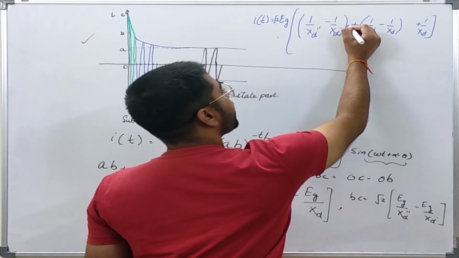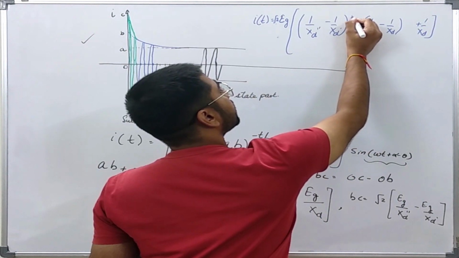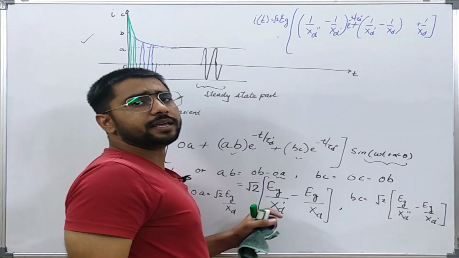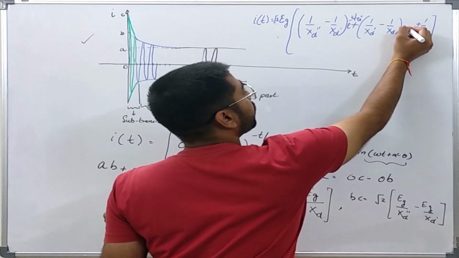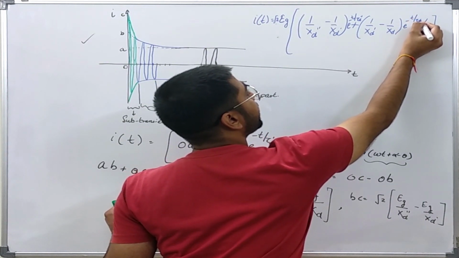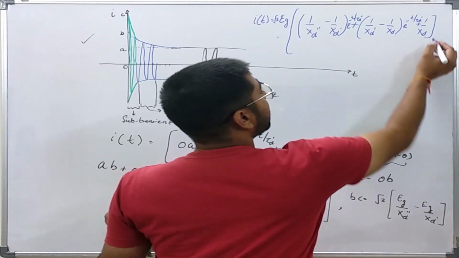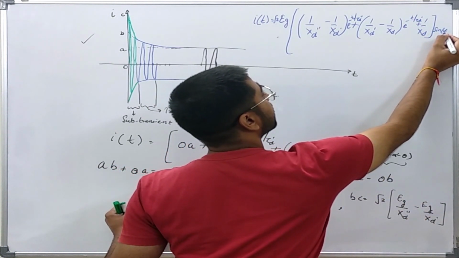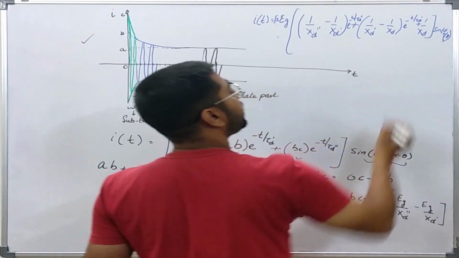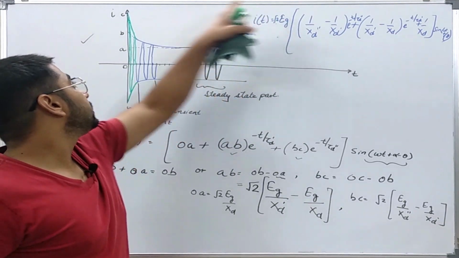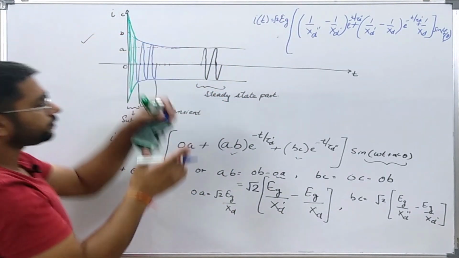Now this is going to decay with the sub-transient time constant depending upon the damper winding and the eddy currents, and this is going to decay with the time constant depending upon the field winding. And here is the sine omega t plus alpha minus theta. So this is the mathematical expression for this kind of current.